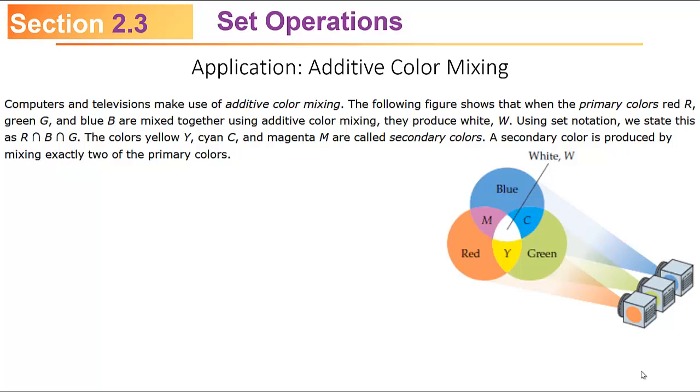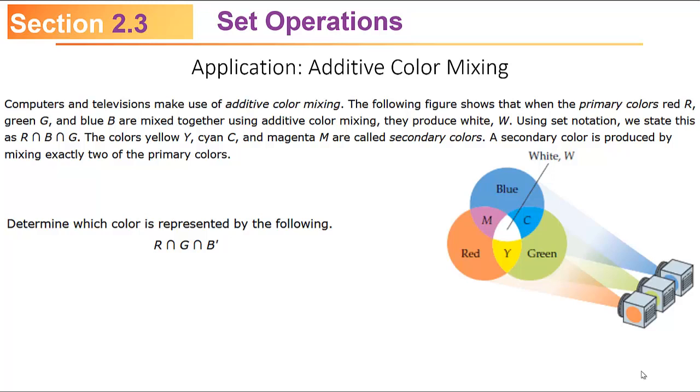Yellow, cyan, and magenta are called secondary colors, and a secondary color is produced by mixing exactly two of the primary colors. Now, you don't have to be an expert in this, but that's the background you need to know to answer this actually relatively easy question. Which color is represented by R intersect G intersect B complement? We know R intersect B intersect G is white, but what is R intersect G intersect B complement?